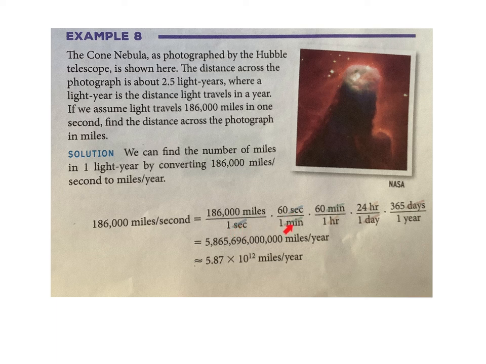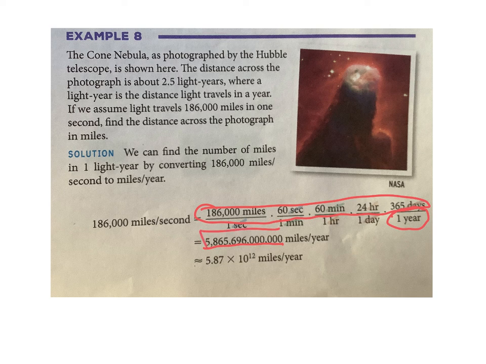So we did our 186,000 miles per second, and we're going to change this to years. So 60 seconds over 1 minute, crossed out the seconds here, and then we went from minutes to hours, hours to days, and days to a year. And notice our year is not crossed out, so we know that's our stopping point. So we multiply all of these numbers and we get this. That's how many miles it goes in a year.